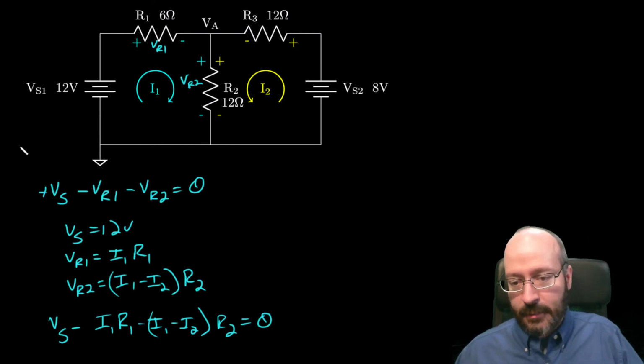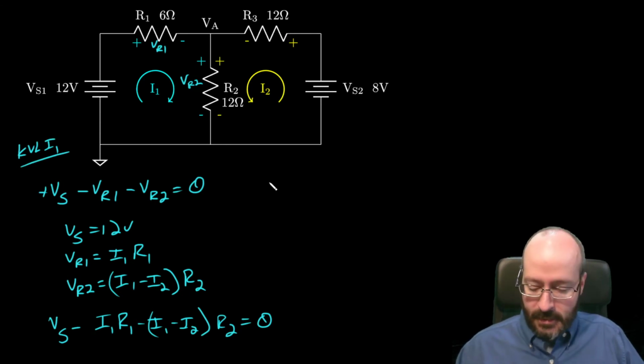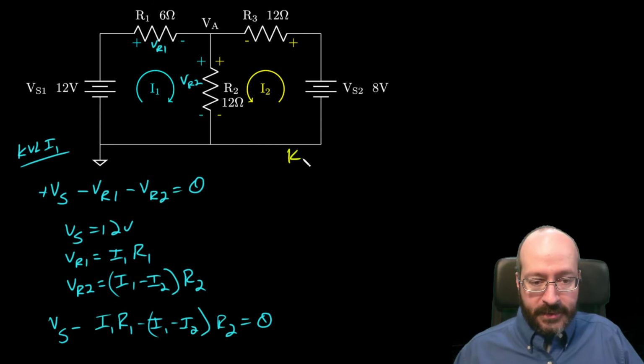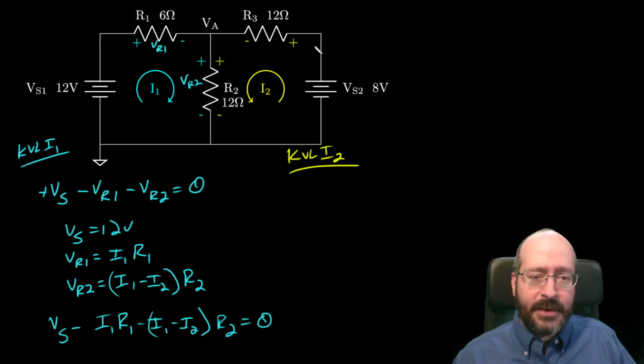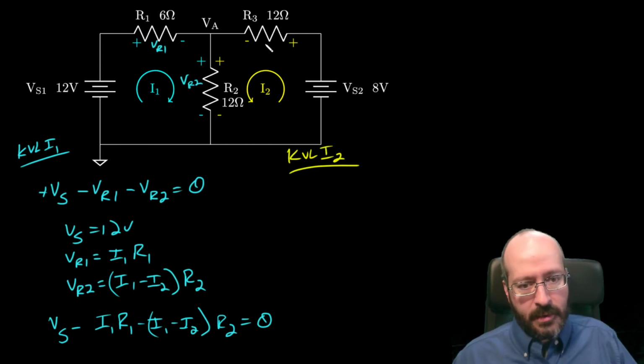So maybe I should label that up here, KVL for I1. Doing the same thing for I2, I'm going to start here. Now pay attention to your polarity. Maybe I should go around this way. Okay, so I'm going to start here, and I'm going to go counterclockwise.